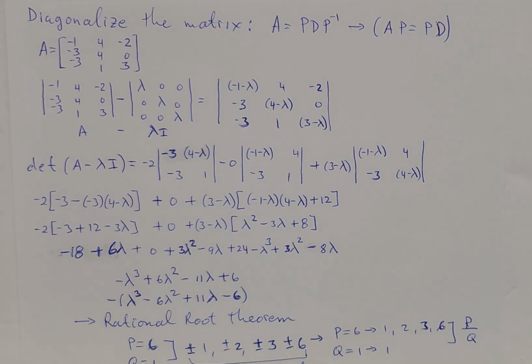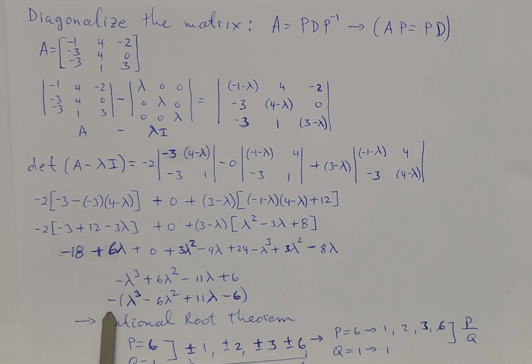Now combine like terms, put everything together. So here I only have 1 lambda cubed, which is here, okay? So 3 lambda squared, 3 lambda squared, so 3 and 3 gives me this 6. Here I have 6 lambda minus 6 lambda minus 9 lambda gives me negative 3 lambda. Negative 3 lambda plus another negative 8 lambda gives me negative 11 lambda. And then negative 18 plus 24 gives me this positive 6.